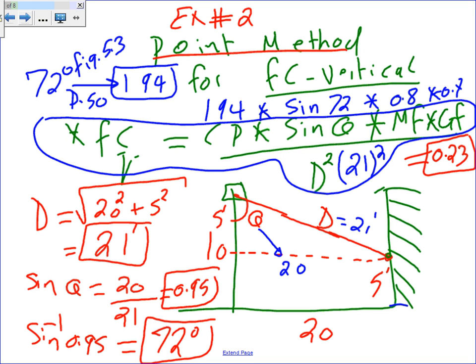Sine 0.95 gives you 72, using the inverse sine. I don't know why we want to do the inverse sine though. Oh yeah, I need to find the angle because I need it to find the CP. Okay, fine. So here's my sine, and from the sine I need to find the angle to find the CP. Then my angle is 72.